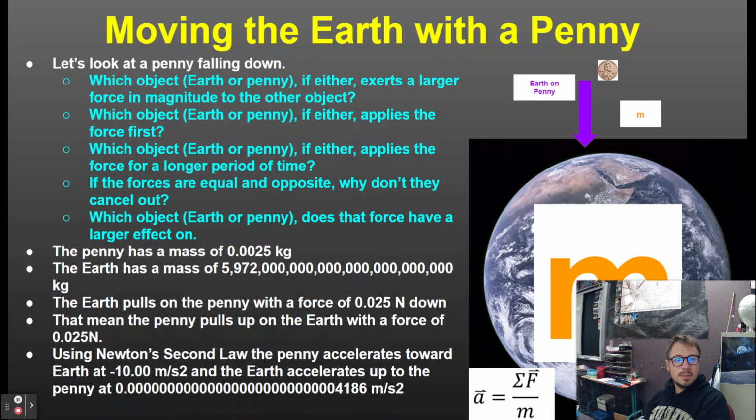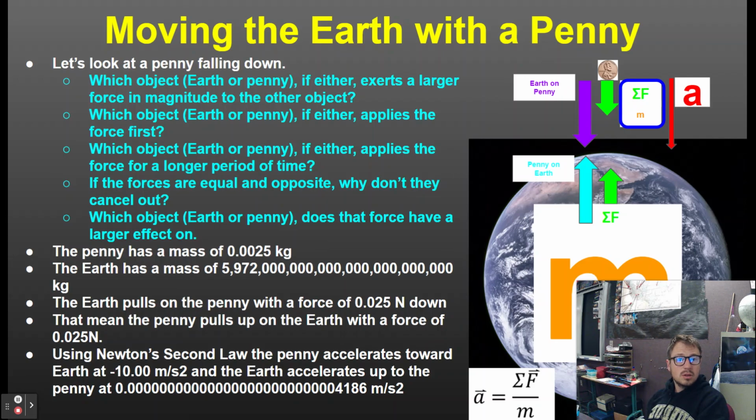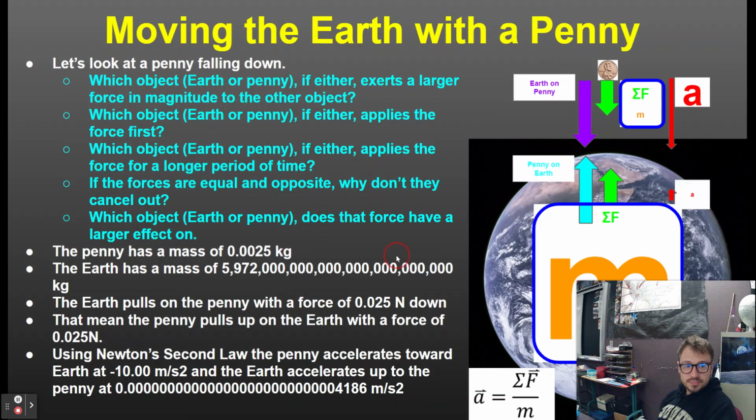So let's just take a look at this. Earth has a much larger mass than a penny. The Earth is pulling on the penny. The penny is pulling on the Earth. It's the same magnitude of force, but I've got a net force acting on both the penny and the Earth. I've got a large acceleration on the penny, but notice that there's a small net force acting on the Earth. It's still not zero. Using Newton's second law, the penny accelerates toward the Earth at negative 10 meters per second squared, but the Earth accelerates up towards the penny at this amount. So it's a non-zero number, and it's not really pulling the whole Earth upward. It'd be more like a stretching motion a little bit, but it does have an effect. It has to have an effect because of Newton's third law.